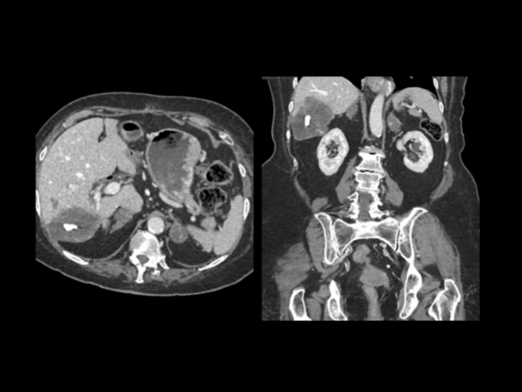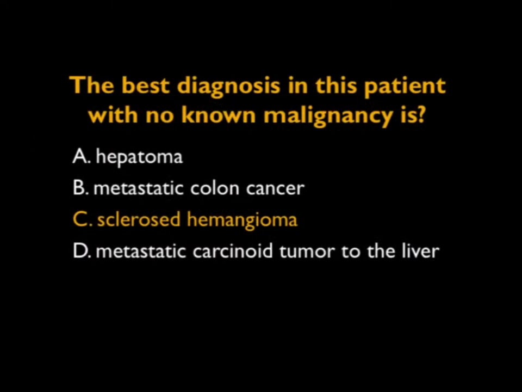I mentioned the patient has no known malignancy. Of course, that doesn't mean the patient doesn't have one. But what I want you to think about in this case is a low-density lesion without enhancement, dense central calcification is the description of sclerosed hemangioma. It's a benign lesion. Sometimes it gets resected because people are suspicious for malignancy, but it's something to consider, and that indeed was the correct diagnosis in this patient.